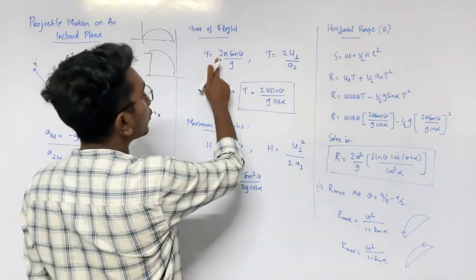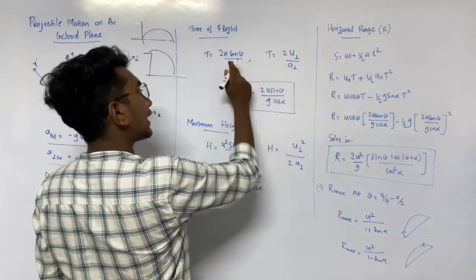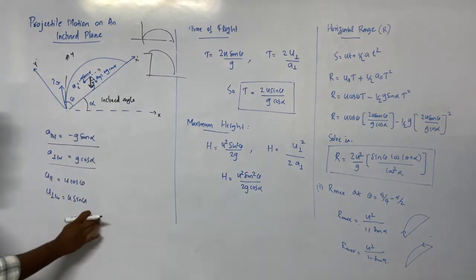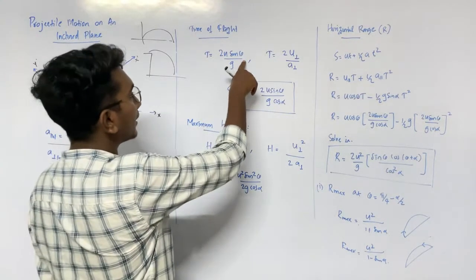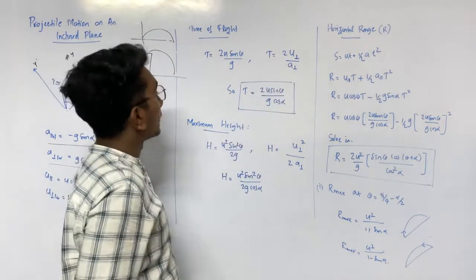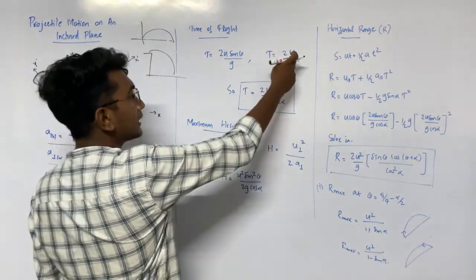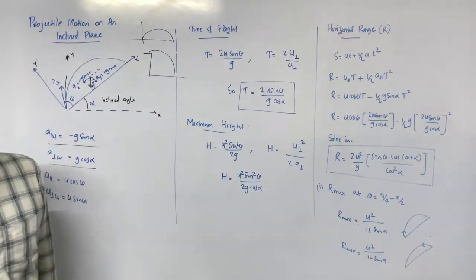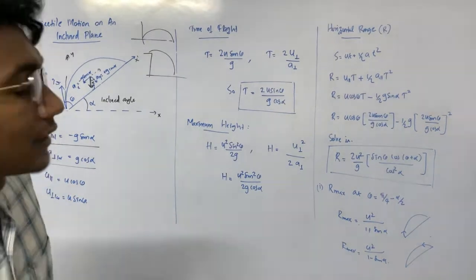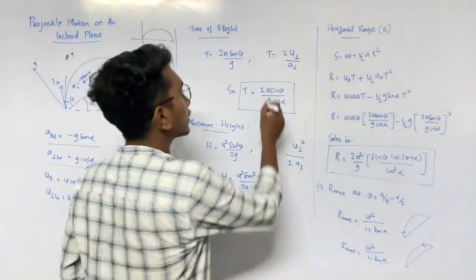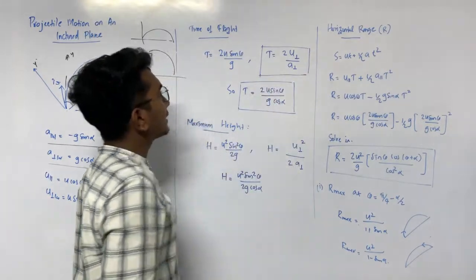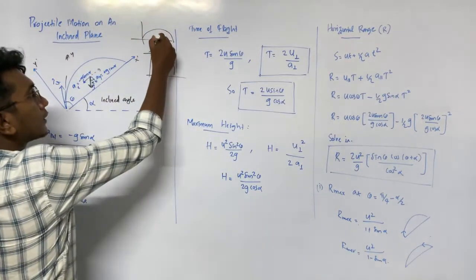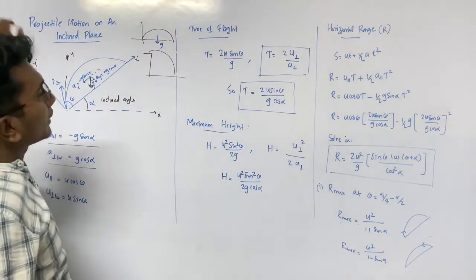So time of flight T is equal to 2u sin theta by g. What is u sin theta? If you have doubts, you can look at this one. u sin theta is nothing but u perpendicular, and g is a perpendicular. So just apply u perpendicular from this one and a perpendicular from this one, and the answer is ready. Look at how simple it is. This is a shortcut method: T equals 2 u perpendicular divided by a perpendicular.